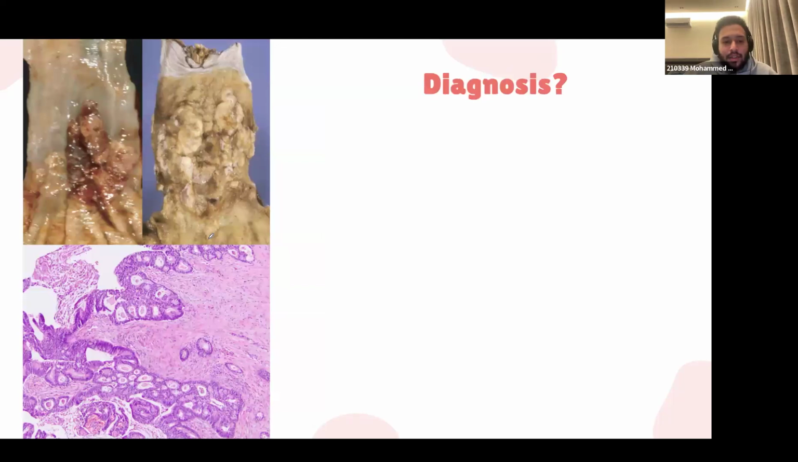So you take an endoscopy and biopsy of this patient, and you see this. What type of cancer do they have? Good. Adenocarcinoma. Perfect. Adenocarcinoma of the esophagus. So how do I know that this is adenocarcinoma?